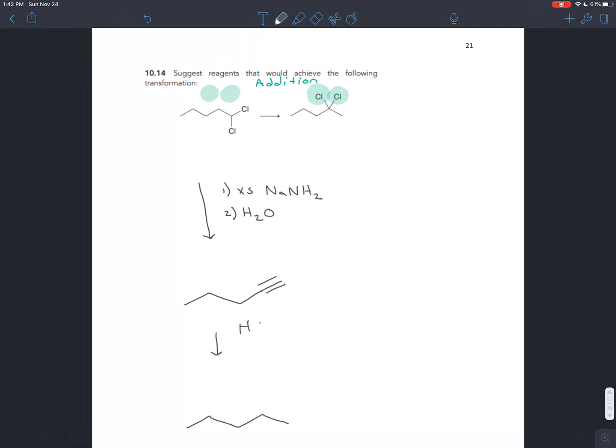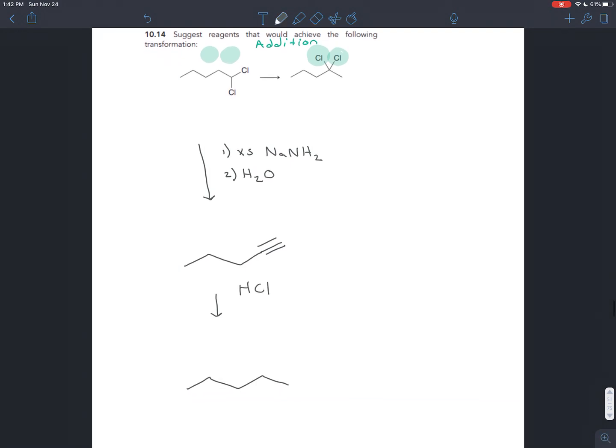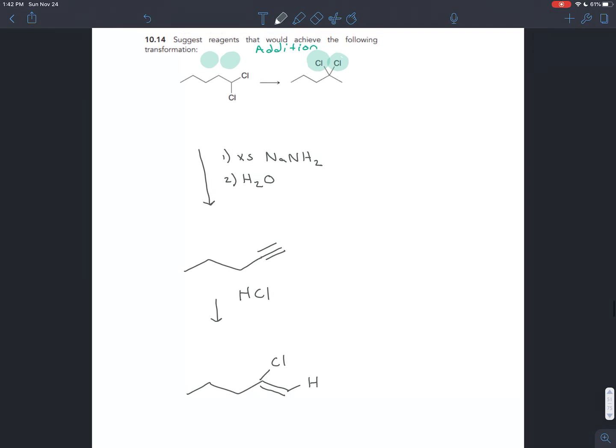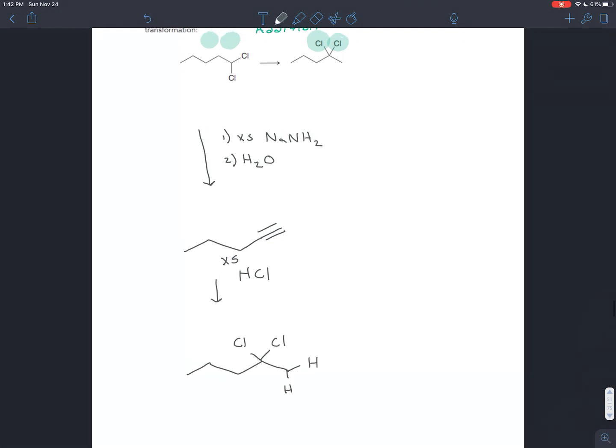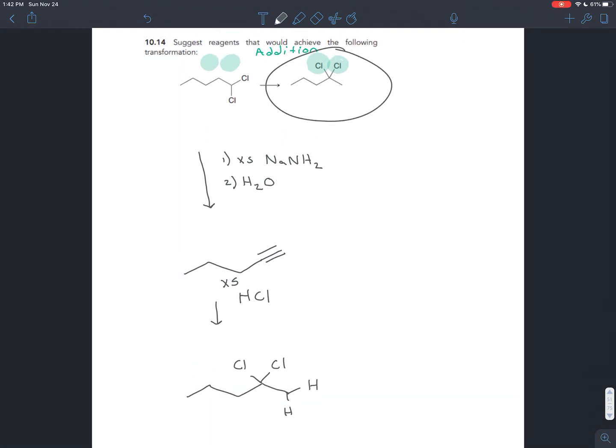Now, if we treat this with HCl, that would be Markovnikov addition. That means if we just add 1 equivalent, the H would go on the less substituted carbon, the chlorine would go on the more substituted carbon. And if we treated it with excess HCl, then that would happen again. We would use the second pi bond to stick a second hydrogen on there, and then the chlorine would add on the other position. Well, that is what we want.